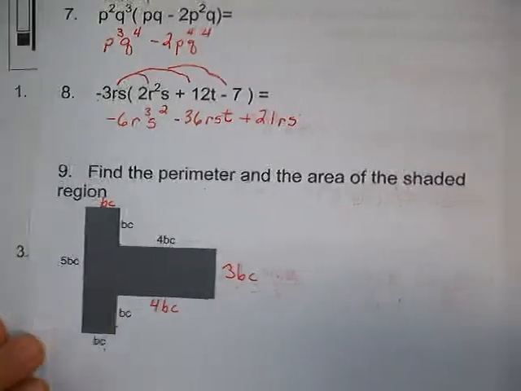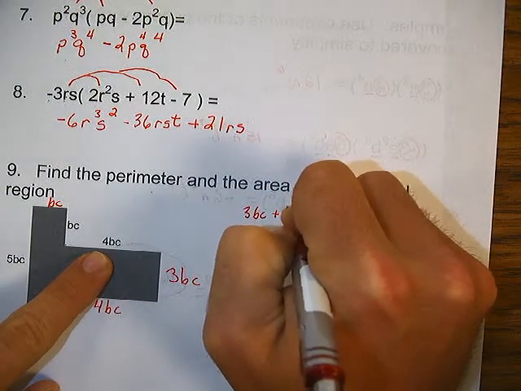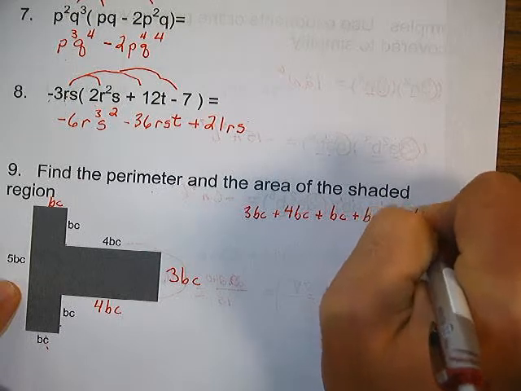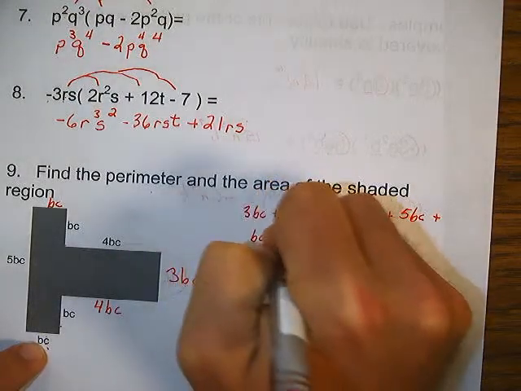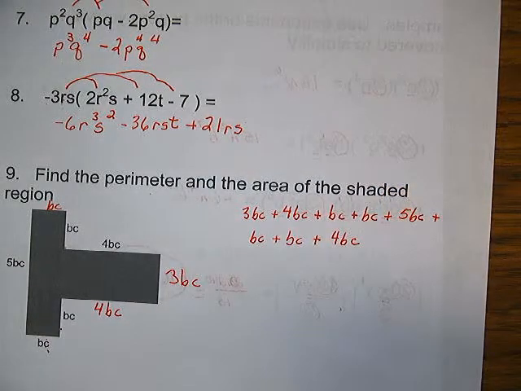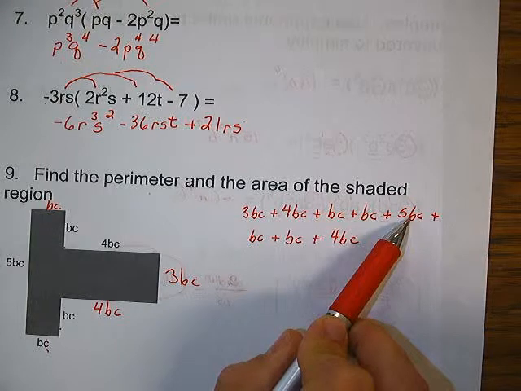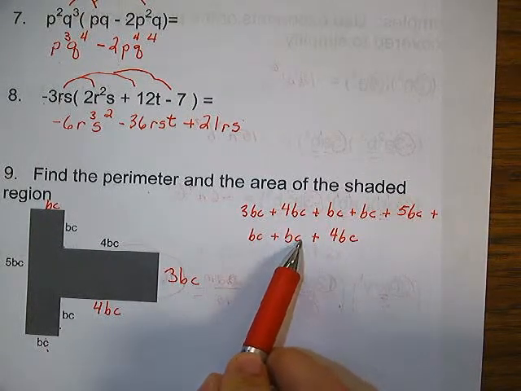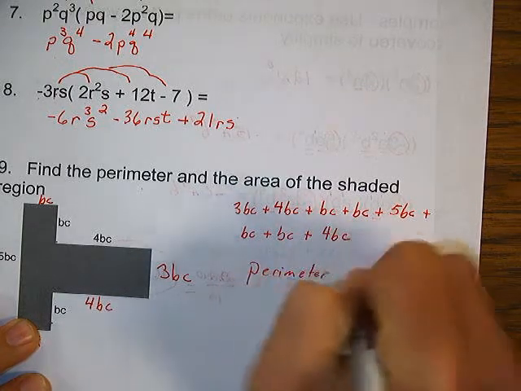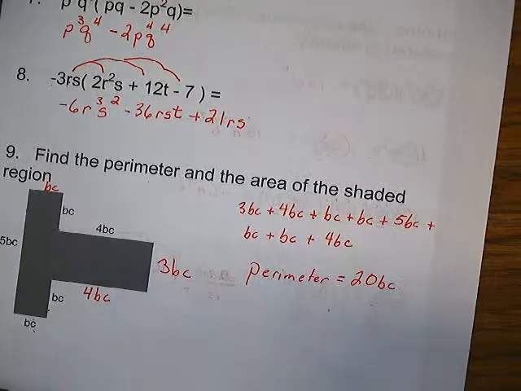And now, perimeter is the distance around. And so I'm going to just start here at this 3 BC. You have 3 BC plus 4 BC plus 1 BC plus 1 BC plus 5 BC plus BC plus 1 BC plus 4 BC. Okay, that got me all the way around. So I have 3 plus 4, which is 7. That's 8, 9. 9 plus 5 is 14. 15, 16, 17, 18, 19, 20. So the perimeter is 20 BC. Remember, when we add, the exponents stay the same. They're all like terms, so we can just combine them.